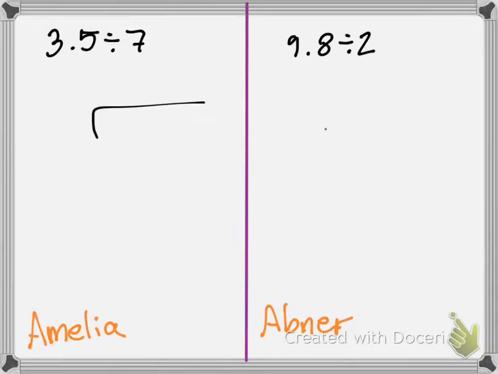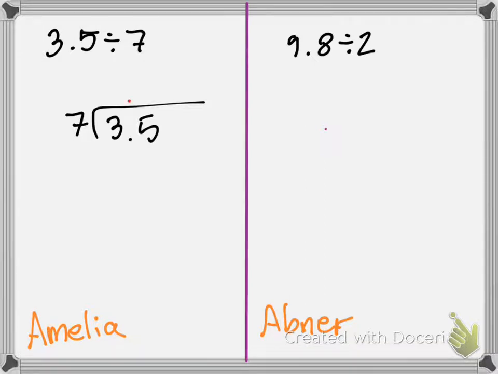Amelia, which number is outside the house? The 7. And which number's inside the house? 3.5. Yeah, 3 and 5/10. Your teacher's probably told you before, the bigger number goes inside the house. That is not true. That is not how it works. So, Amelia, let's go through this together.